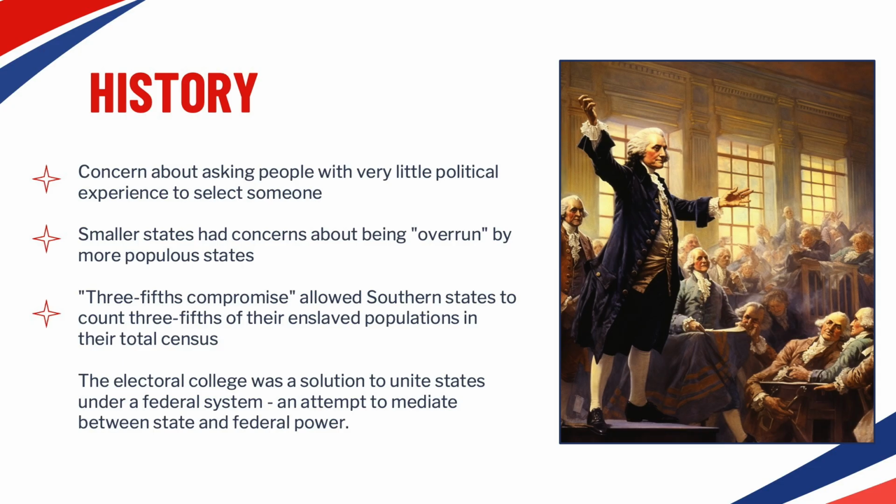Another issue was that smaller states were afraid that larger states would have too much say because of their population and would over-dominate the votes. This was further exemplified because the 3/5 compromise had just been ratified, which allowed southern states to count 3/5 of the enslaved population in their total census, which would then contribute to their voting power, even though slaves at the time were not able to vote. And so the Electoral College system came up as a compromise in order to unite the states under the federal government, while still giving the states sovereignty and allowing them to have power to elect their president.